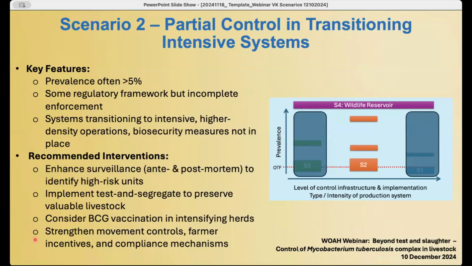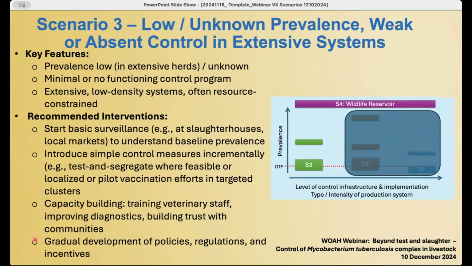And then a critical component would be to strengthen movement controls and ensure that there are proper farmer incentives to enable compliance mechanisms, because again, the reimbursement opportunities here without test and cull are very different scenarios.